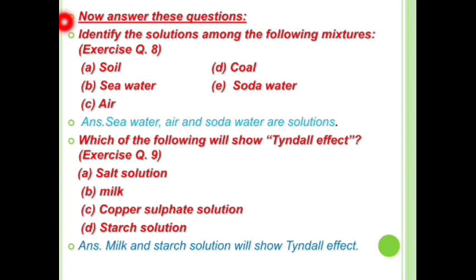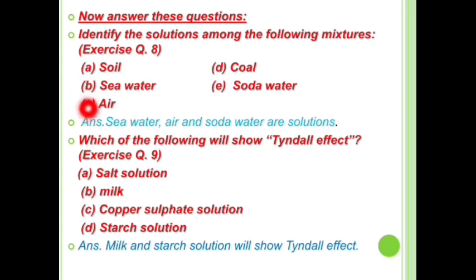Now answer these questions which are based on the topic discussed today in this lecture. These questions are also given in the exercise part of chapter 2, Is Matter Around Us Pure. The question is: identify the solutions among the following mixtures. Solutions are those which are homogeneous in nature. So soil is heterogeneous in nature, whereas seawater, made up of various salts in water, forms a homogeneous mixture. So it is a true solution.